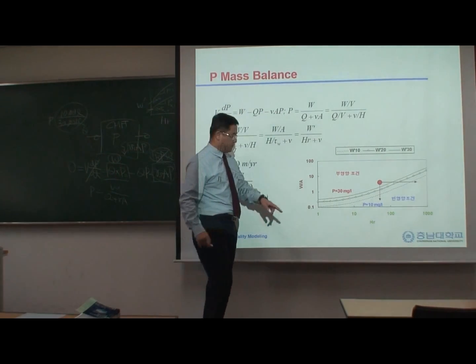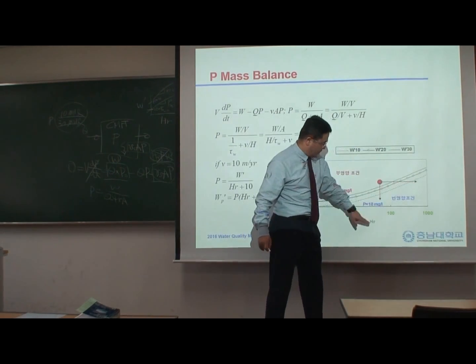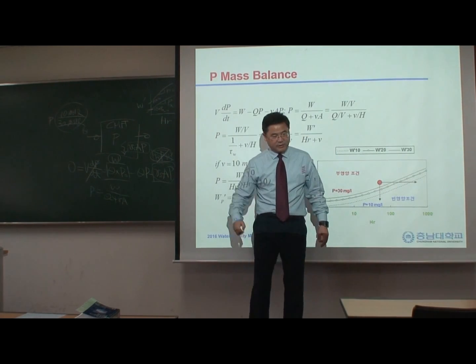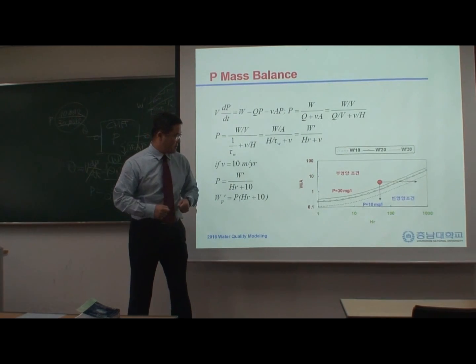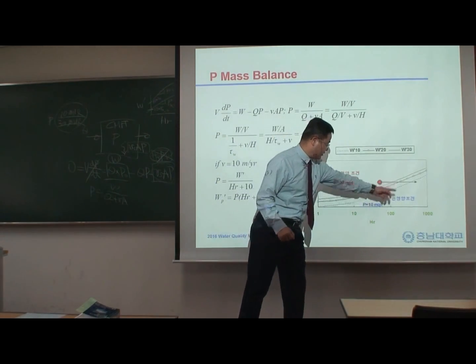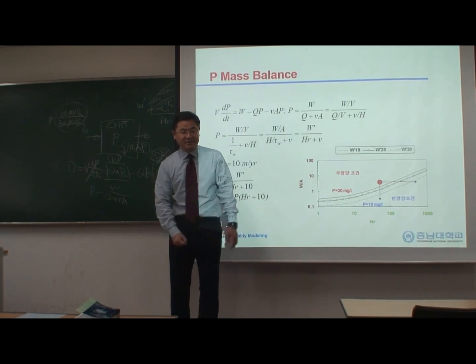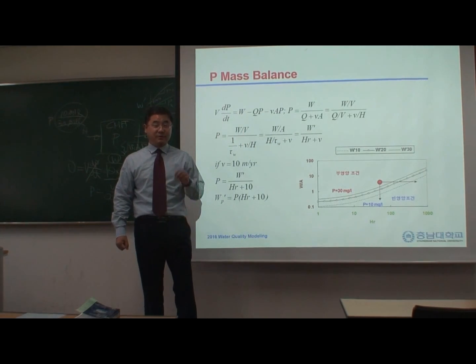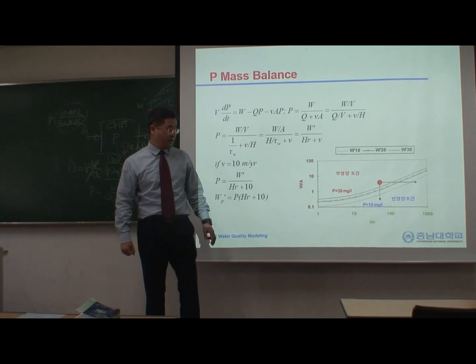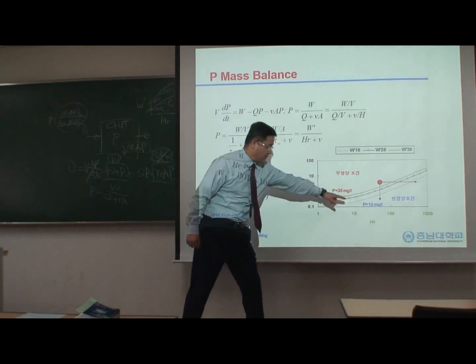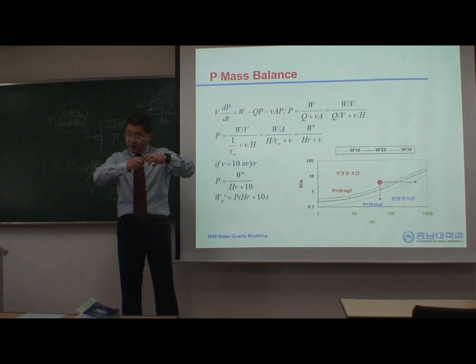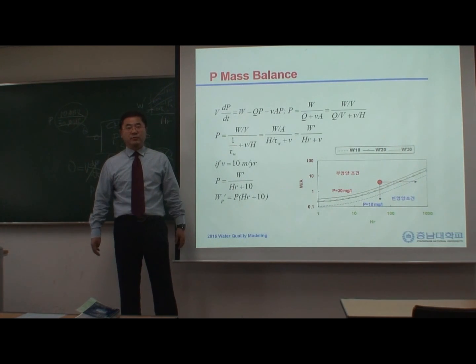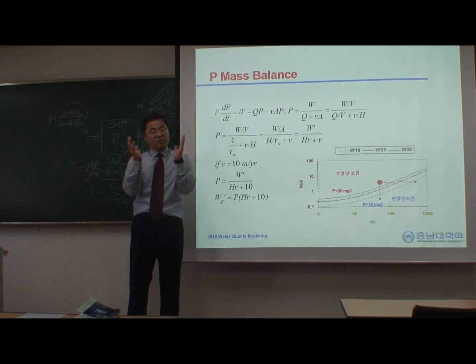To make this one go this way, I may have to increase my H, which is depth. So I have to dig my lake, maybe 10 times or 100 times deeper. Is that possible? It's going to be a little bit difficult. And also, I want my detention time very short, so that I can make my R very big. Very short means big flow rate and small volume.